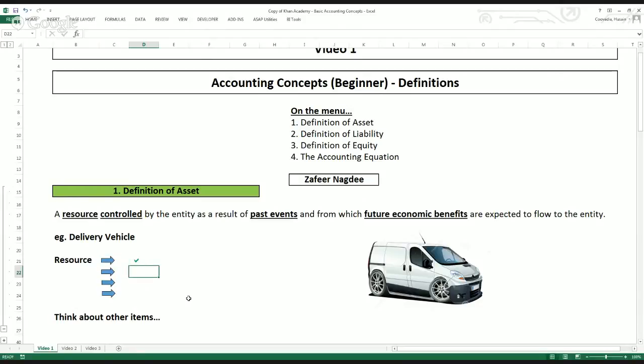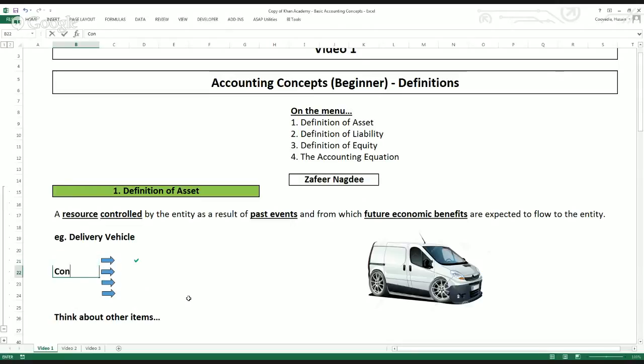The best non-accounting example that I can think of would be gym membership. Unfortunately, we all can't get into shape by just buying gym membership. We have to actually go into the gym and do the work to get the actual benefit. So in the same way, a motor vehicle or a delivery vehicle on its own, not much use to us unless we go out and actually do the work. So it is a resource that is potential for economic benefit.